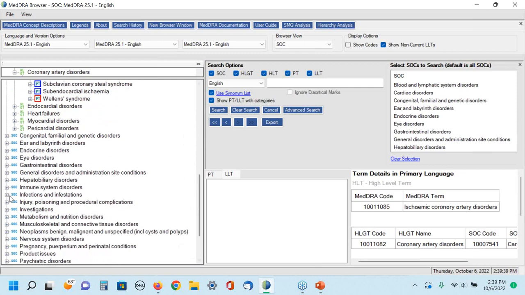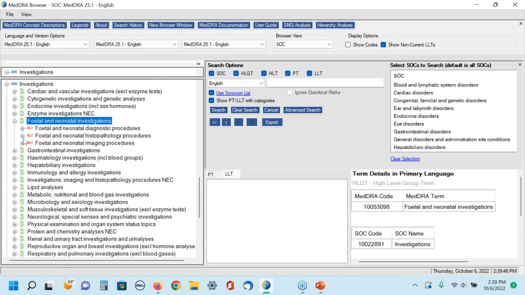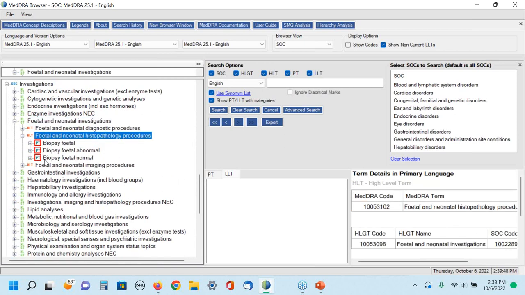And therefore, when you go into a single axial SOC like investigations, all of the PTs in that particular SOC are going to have a red box around them.